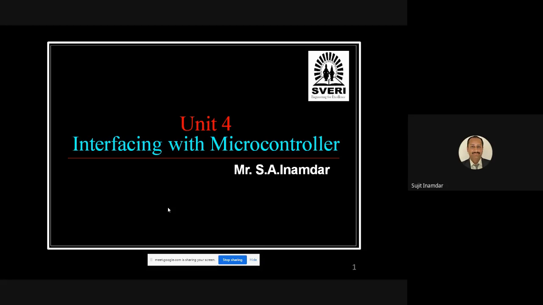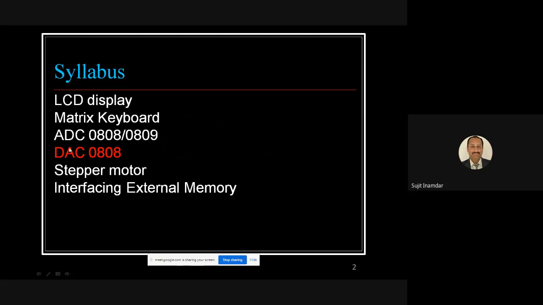So, today we will see the next point from Unit 4, which we already started in the last session, so today we will continue with that. That is the DAC. The concept of ADC we have learned, that is how it converts the analog voltage into the digital form.